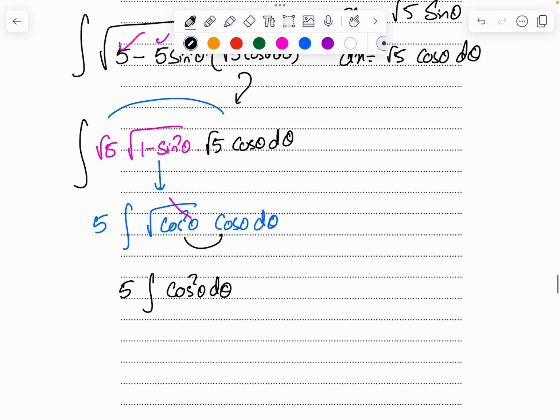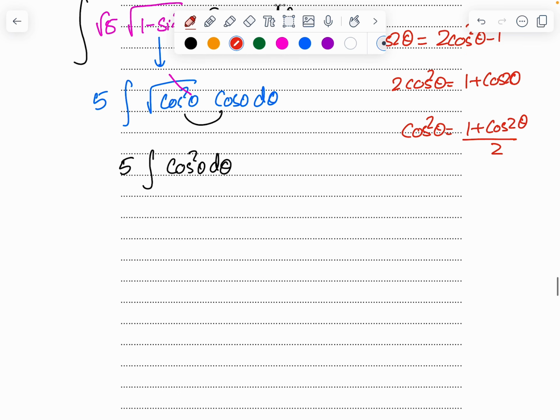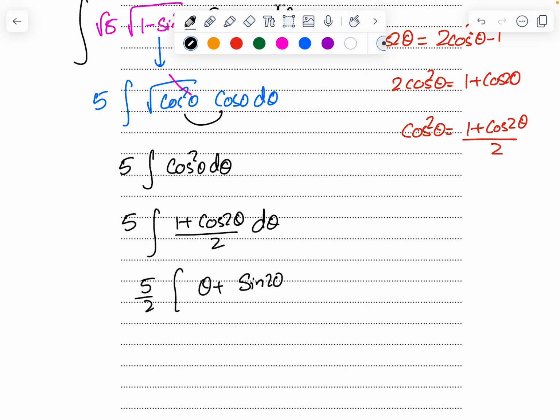What should I do for this cos square theta d theta? We know from the formula booklet cos 2 theta is 2 cos square theta minus 1. So 2 cos square theta equals to 1 plus cos 2 theta. So cos square theta equals to 1 plus cos 2 theta divided by 2. So it will become 5 times 1 plus cos 2 theta divided by 2 d theta. So 5 upon 2, 1 integral is theta, cos 2 theta integral is sin 2 theta by 2 plus c.